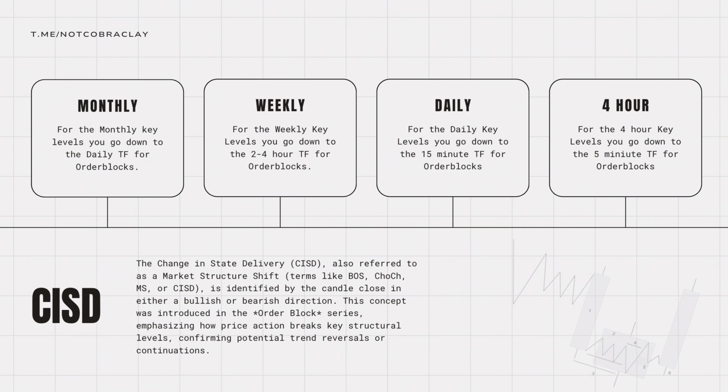For the monthly key levels, you go down to the daily time frame for your order blocks. So if you hit a monthly swing low, swing high, order block, FVG, whatever, you can go down to the daily time frame and mark out your order blocks, your CISDs, your change in state of delivery, whatever you want to call it. In the weekly time frame, in the weekly key areas, you go down to the 2 to 4 hour time frame for your order blocks, for nice refinement or to see your CISDs.